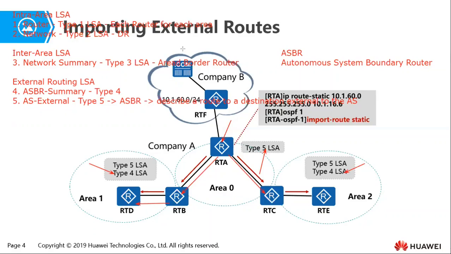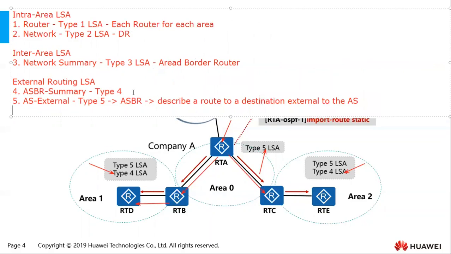So what is a type 4 LSA and what is it used for? A type 4 LSA, as we've seen, is generated by an ABR, area border router. A type 4 LSA is used to describe routes from the ABR to the ASBR.